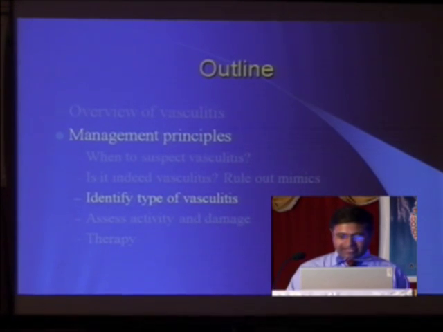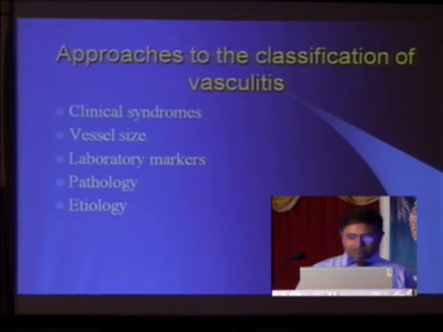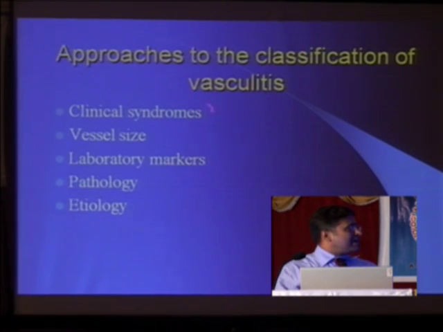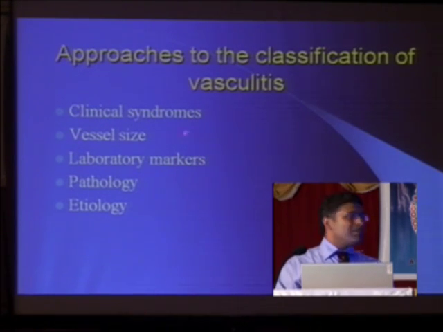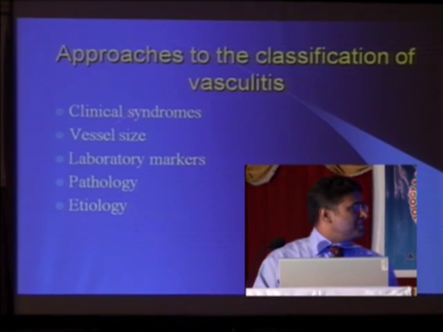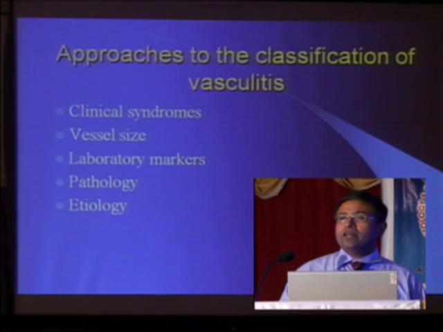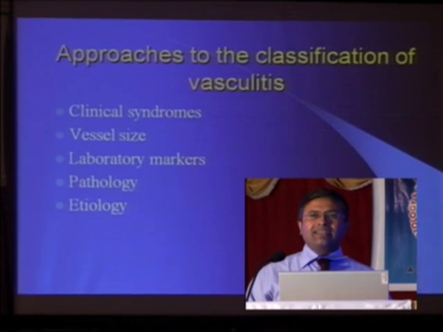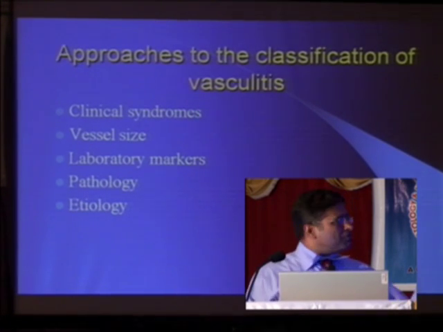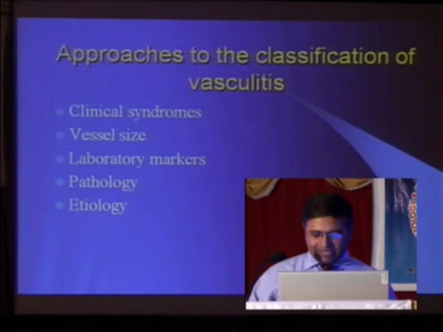Now that we are smart enough to have done the first 2 things, we ask what is the type of vasculitis. This is an area which is plagued with confusion, because there are at least 5 types of classification which I can tell you, maybe there are more. Vasculitis is classified on the basis of clinical syndromes, on vessel size, on the basis of lab markers, on the type of pathology, and on the type of etiology. So depending upon who is writing the article, you may see different types of therapies being discussed. So first let us understand the classification a little bit.